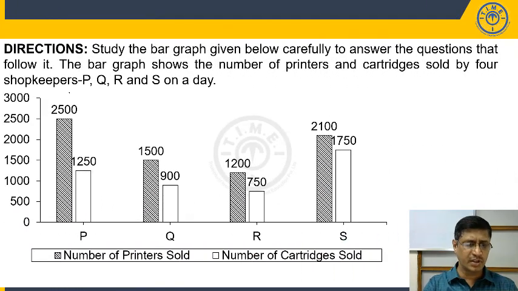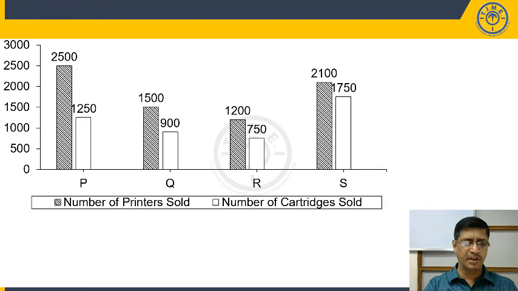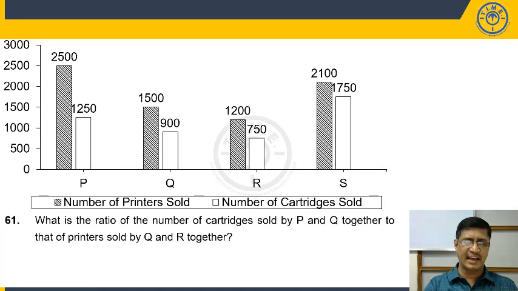These questions are based on data interpretation, using a bar graph. Here, what is given? P, Q, R, and S are the shopkeepers. The bar shows the number of printers and cartridges sold by these shopkeepers. The first bar represents the printers, the second one is the cartridges. Okay, now what is the first example?